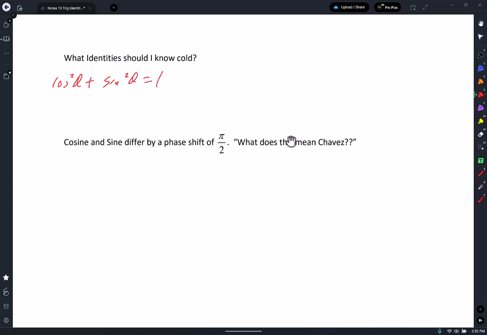You should know that one, guys. Know it, no matter what. What else should you know stone cold? Well, if you do a full revolution on the unit circle, you're back at the same location.